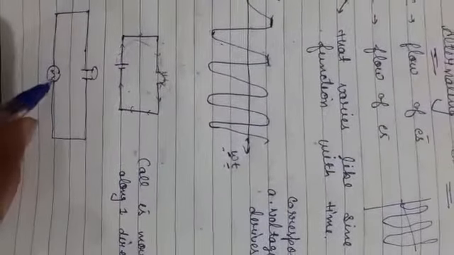Two differences we have covered. There is no concept of frequency in direct current, but frequency matters in the case of alternating current. There is no change in the direction of direct current, but there is a change in current and direction in the case of alternating current. Here is the symbol for alternating current, meaning it varies with time.